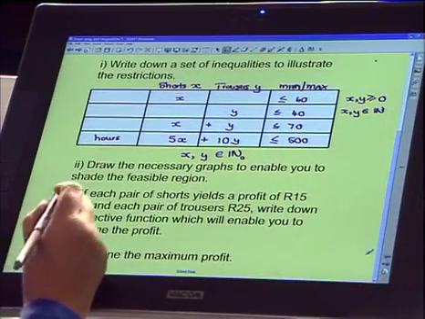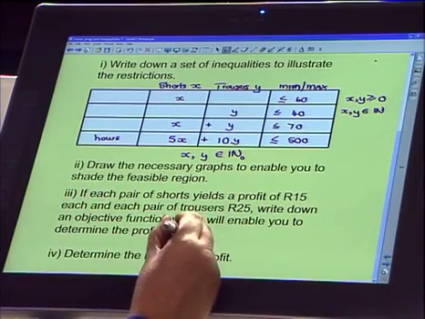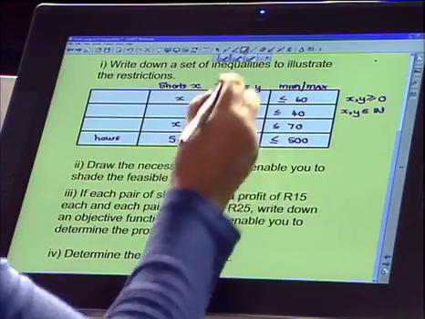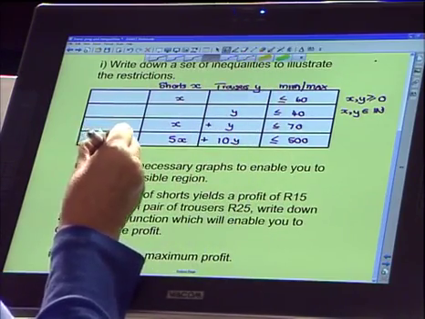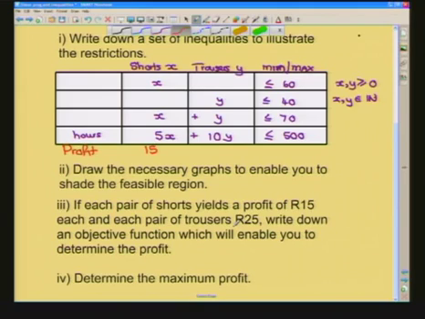Right, next they said, if each pair of shorts yields a profit of 15 Rand. So back to our little table over here, and I think we can just clear this away so we can do the profit underneath. Let's do it in orange. So they're saying a pair of shorts yields a profit of 15 Rand, and a pair of trousers yields a profit of 25 Rand. So that means 15 for every X and 25 for every Y. So that would give me my equation, P equals 15X plus 25Y.